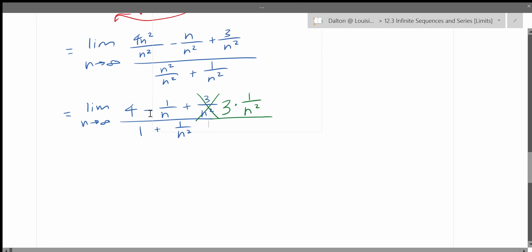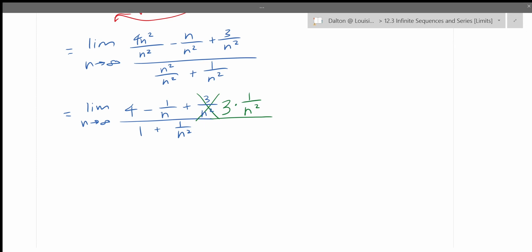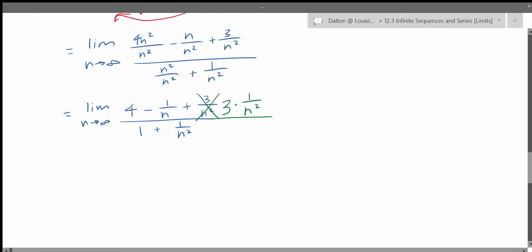If I do that, now I have either constant terms or terms of 1 over n. So when that happens, I can now go ahead and take the limit of every single term. We're not going to write out the limit as n approaches infinity of 4, the limit as n approaches infinity of 1 over n. We're just going to take the limits of each of them. Once you take the limit, you do not need to write the limit as n approaches infinity anymore. So what is the limit of 4? 4. Minus, what is the limit of 1 over n? 0. Plus, what is the limit of 3?